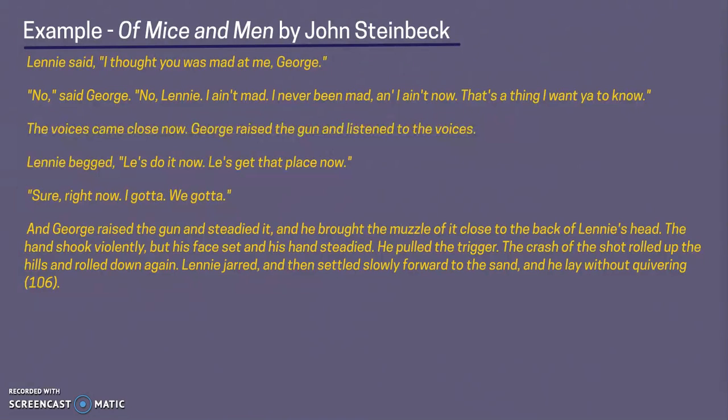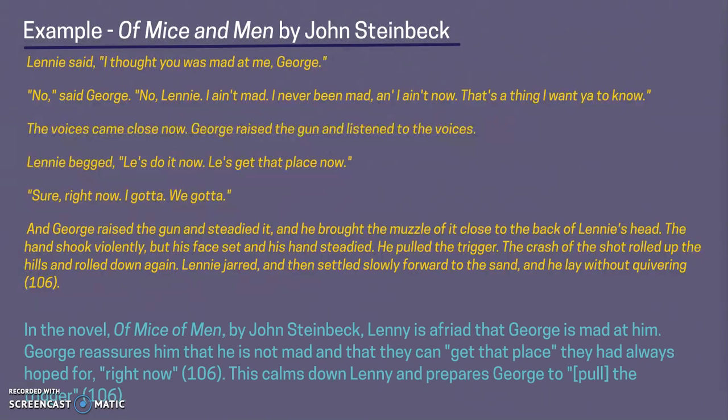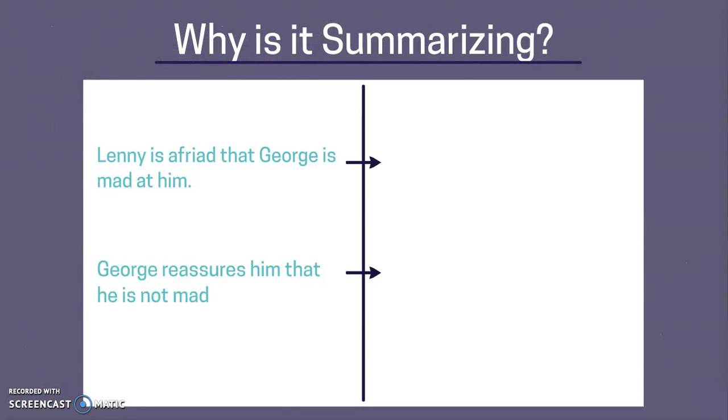And then an example of a summary would be, in the novel Of Mice and Men by John Steinbeck, Lenny is afraid that George is mad at him. George reassures him that he is not mad and that they can get the place they had always hoped for right now. This calms down Lenny and prepares George to pull the trigger. So the reason that this is a summary versus an analysis is that everything in that little paragraph can be found in the text above it.